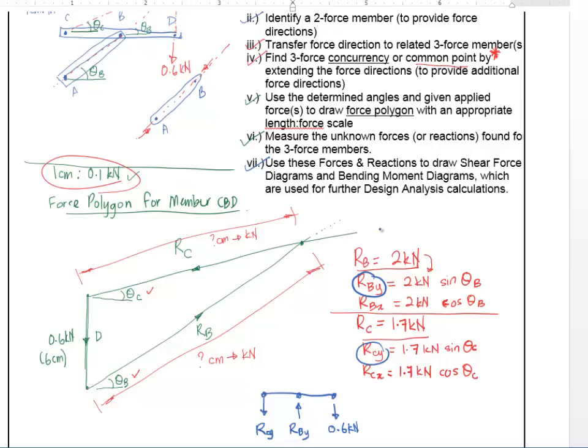So these are the magnitudes that you could calculate from the resultant forces, and the directions can be seen from your force polygon. So with this, you can draw your shear force diagram, so go down, up, and down again. Alright, and with the shear force diagram, you could easily move on to drawing your bending moment diagram, and then later check for bending stresses or shear stresses.